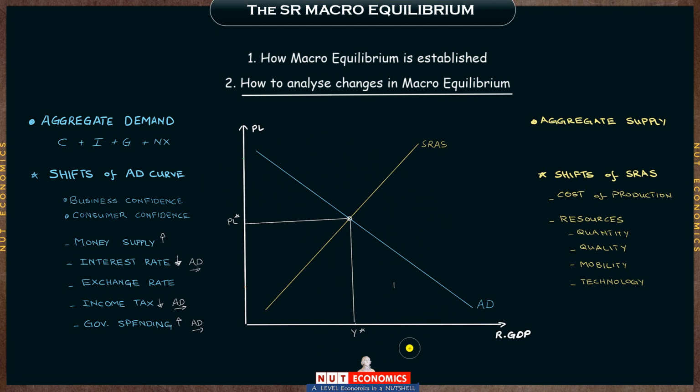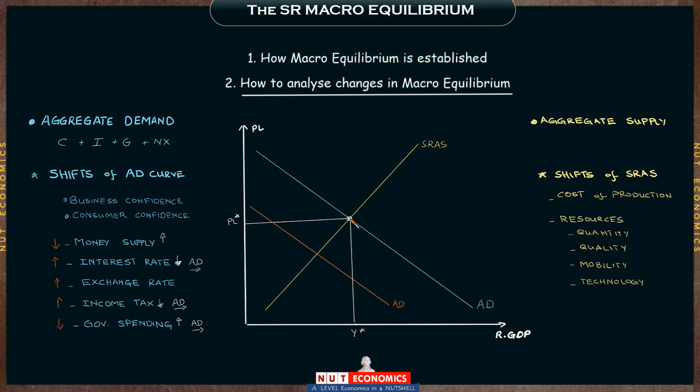So to work out the impact on the macroeconomy of either of these changes, a reduction in money supply, an increase in interest rate, an increase in exchange rate, an increase in income tax, or a lowering of government spending. Now we have already learned in detail that if you change these variables in this particular direction, then all of this would mean that the country's aggregate demand would fall. It would shift to the left.